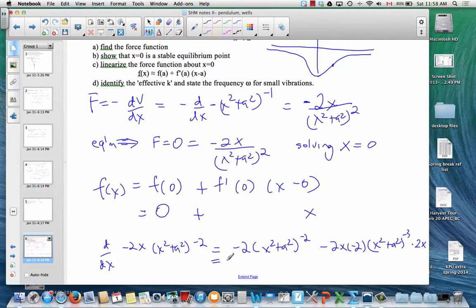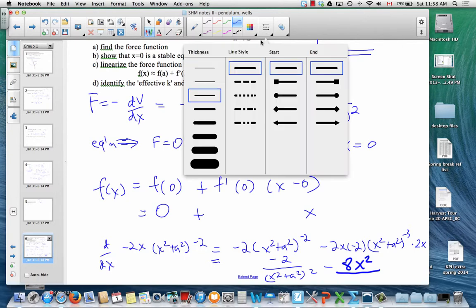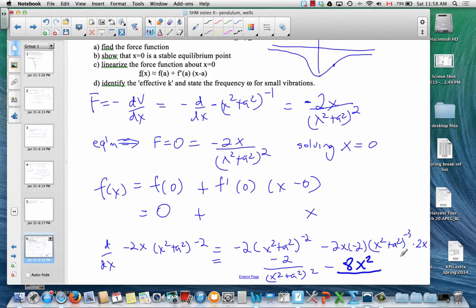So this is a pretty big, messy function, but the good news is about to happen here. So this is going to be 2, 4, sorry, that's not equals, that's subtract. That's going to be 2, 4, 8, and it's going to be x squared. Oh darn, I forgot to change the pen size. Wish I could make that a default. And this is going to be over x squared plus a squared cubed.